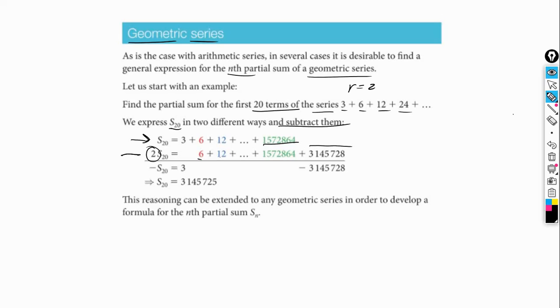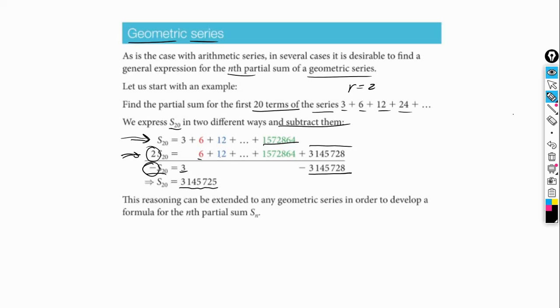If we subtract these two rows, right? This row and this row, we're going to get minus the sum of S20 is going to equal 3, because 3 minus 0 is 3. And then 0 minus this would be negative 3,145,728. So if we subtract this, we're going to get negative 3,145,725, but because we have a negative sign here, then this is positive. So this would be the total sum.